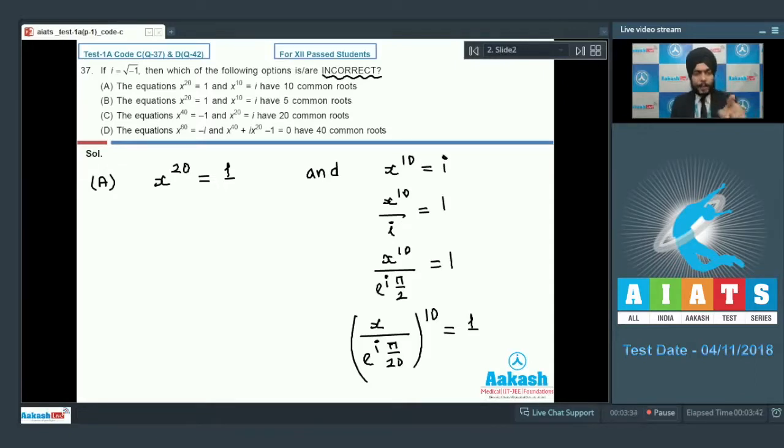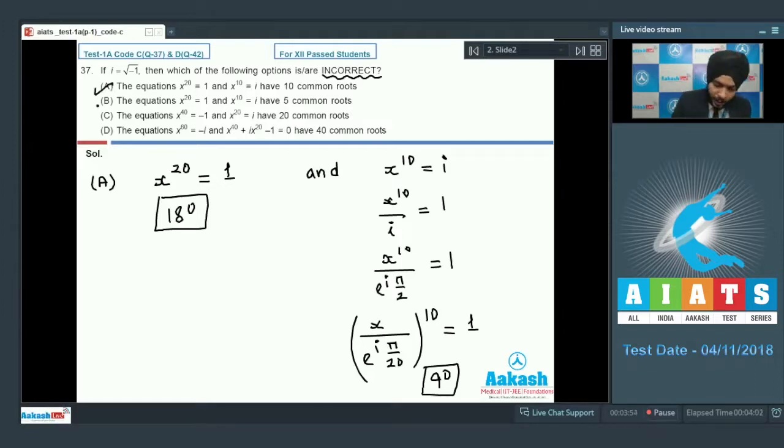So initially x^20 equal to 1 and (x upon e to the power iota pi by 20) raised to the power 10 had 10 common roots. The difference of angle here is 18 degree. And this has been rotated by 9 degree. So we can definitely say that they have now 0 root in common. So both the option A and option B are wrong, because option A says it has 10 common roots, wrong. Option B says that it has 5 common roots, again wrong. So this is a very interesting question based on rotation formula.